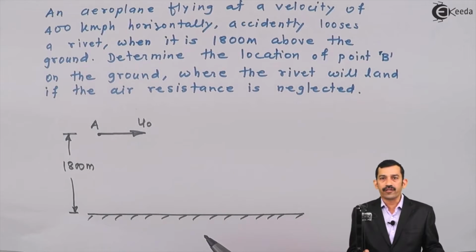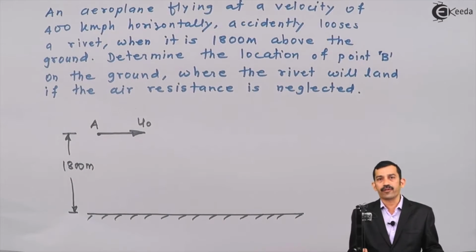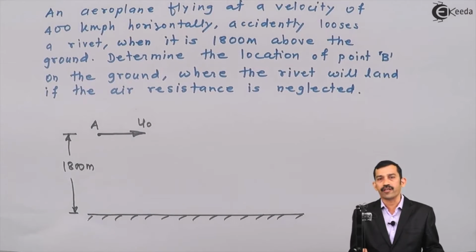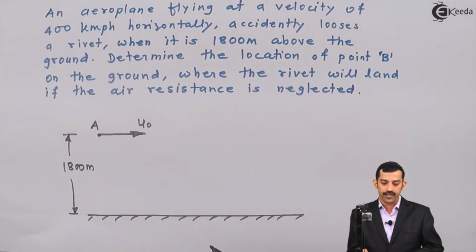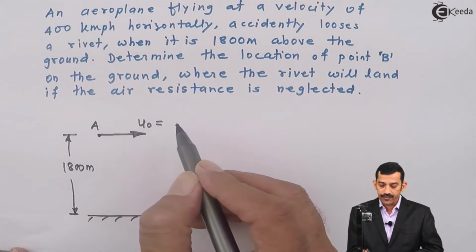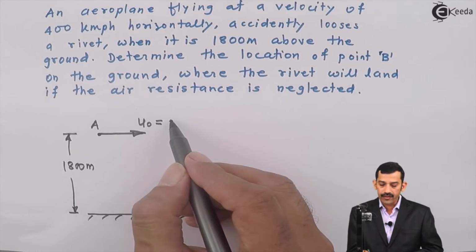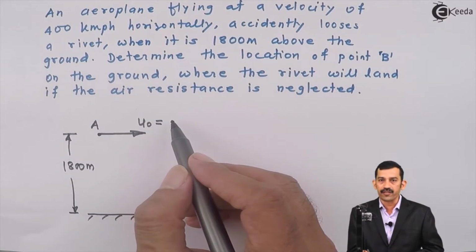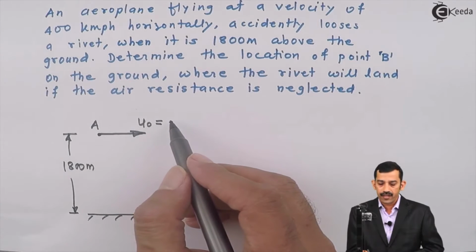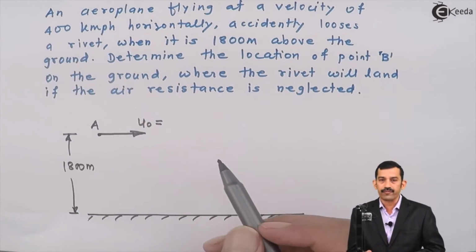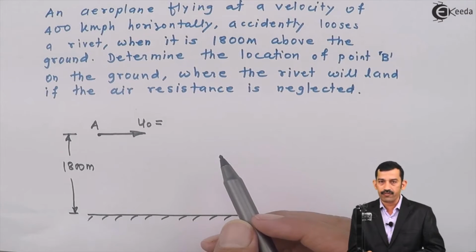The plane is flying in the horizontal direction and it loses the rivet. Therefore, the velocity of the rivet is also in the horizontal direction, whose magnitude is the same as the velocity of the aeroplane. The aeroplane is flying at 400 kilometers per hour. If we find this velocity in meters per second, we multiply by 1000 divided by 3600, since 1 hour is 3600 seconds.